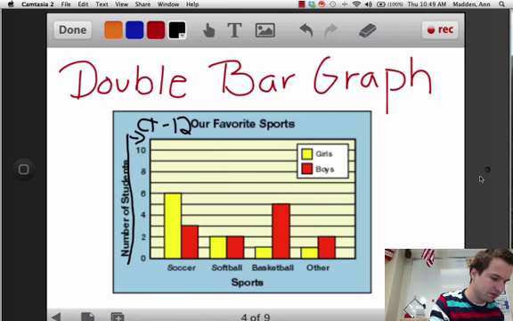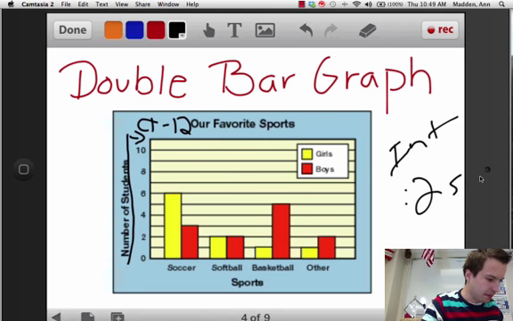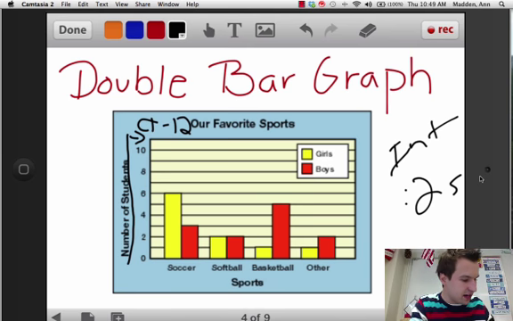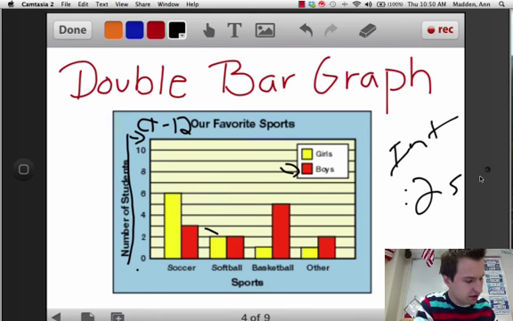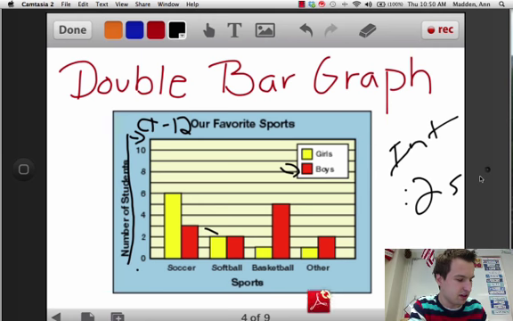Interval is counting by 2s. And what I was saying is we've got for girls 6 like soccer, and then I look over here for boys, and I'm counting by 2s. 0, 2, 4. It's right in between 2 and 4. Must be 3. So I've got 6 girls and 3 boys. Why don't you take a look at who likes softball, basketball, and whatever other sport that may be.